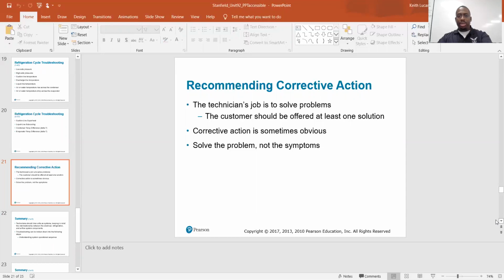The customer should be offered at least one solution. Break it down for them. A lot of people tend to appreciate when you prioritize it. Like, okay, you have 3 problems, 2 are critical, 1 can wait. It kind of makes them feel like you're not trying to gouge them, or just trying to upsell them. So I tend to do that where I can. But basically, this is the part where the money is made.